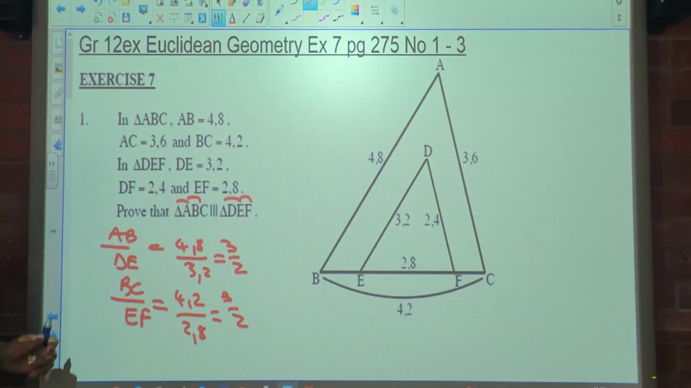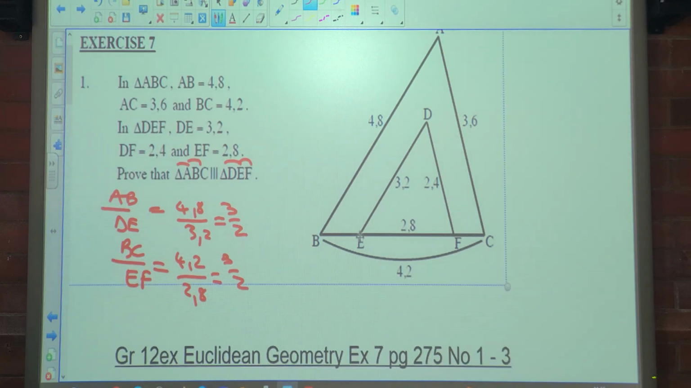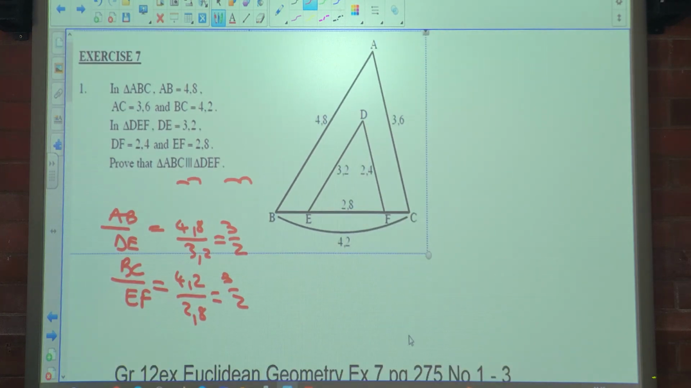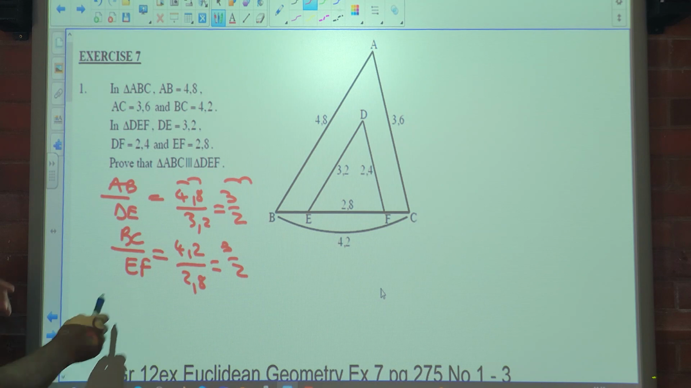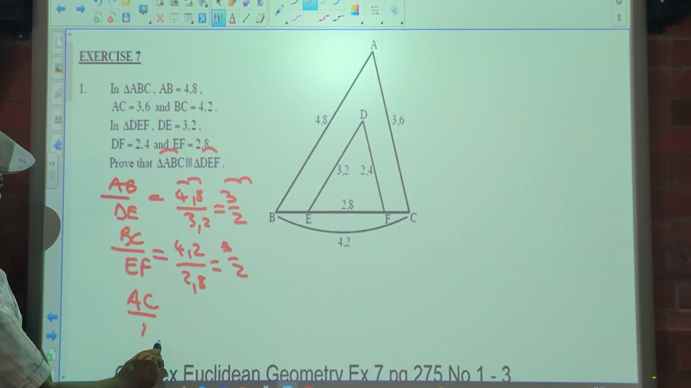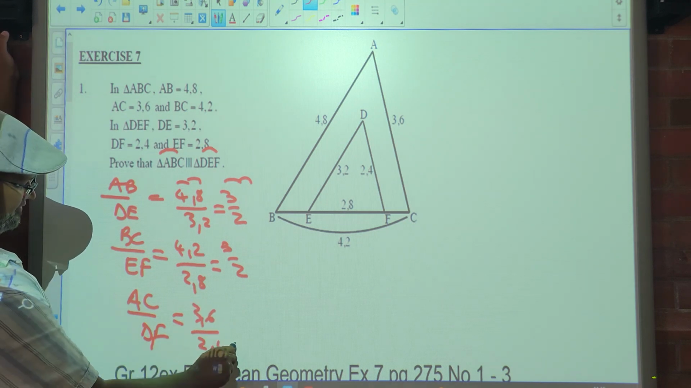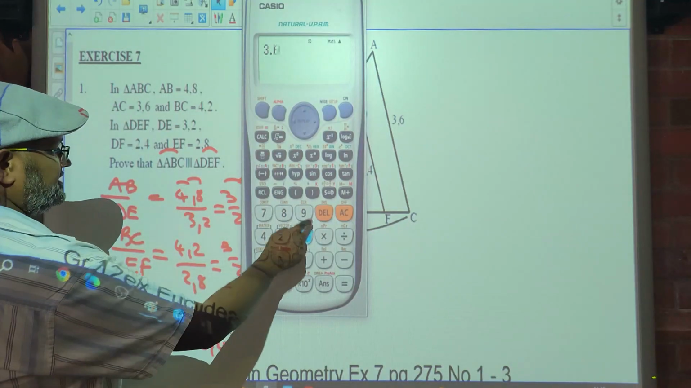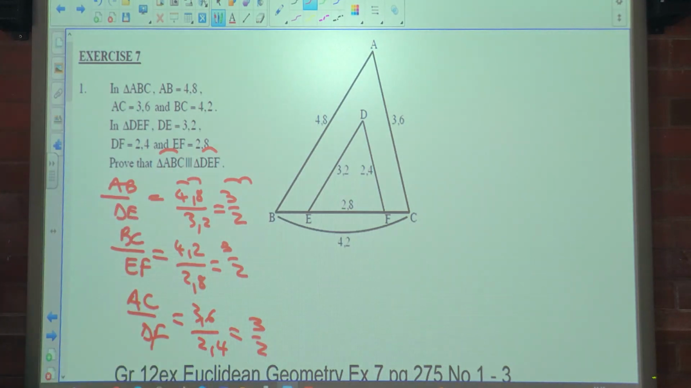The last one, of course, is AC over DF. It's going to be AC, which is 3.6, over DF, which is 2.4. 3.6 over 2.4 gives an answer of 3 over 2. So what we notice, they are all the same.